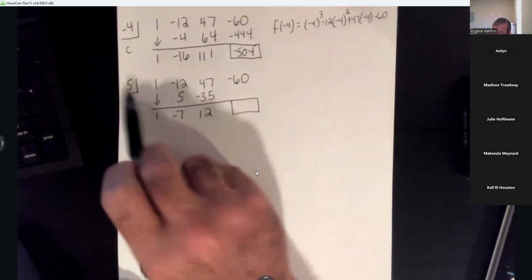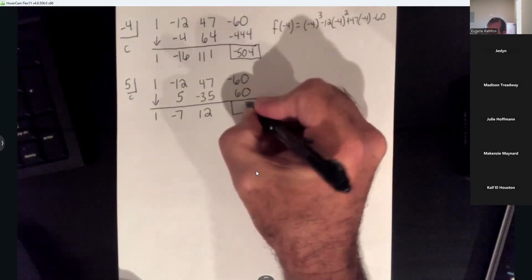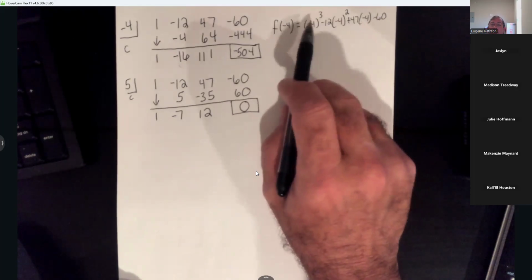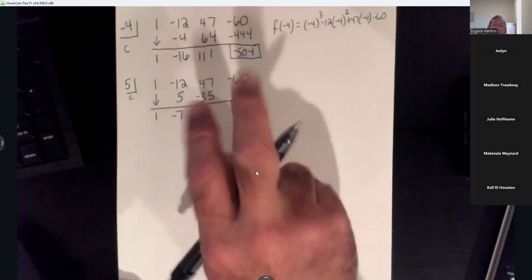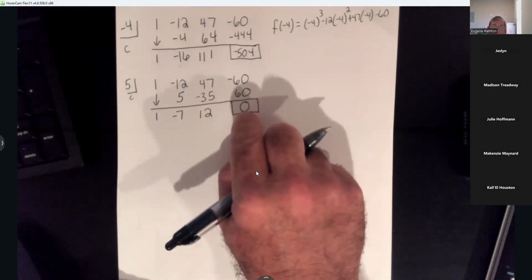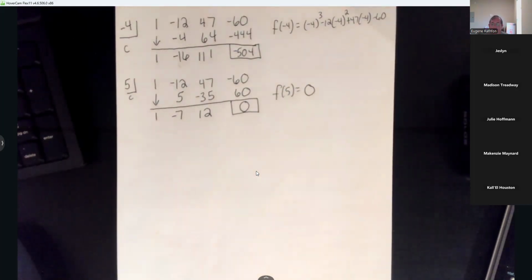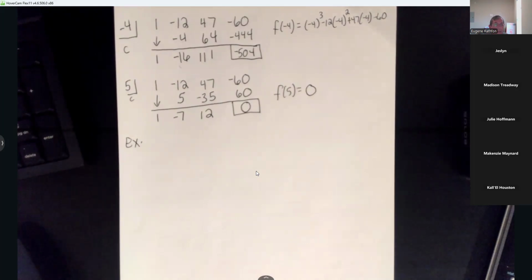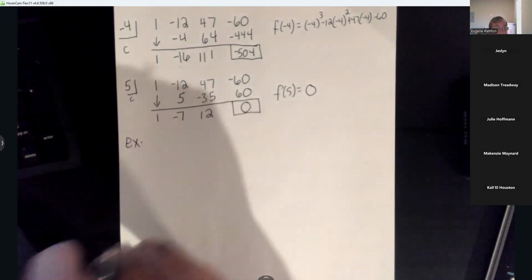All right, y'all. 12 times 5 is 60. And y'all look at that. Negative 60 plus 60 gives you a 0. So if you put a 5 in for these x's where I had the negative 4's, and hit enter on the calculator, you will get an answer of 0. So this one means f of 5 equals 0, okay? So I like synthetic division. Once you get used to it, it is not bad, okay? So y'all, let's do this one here.